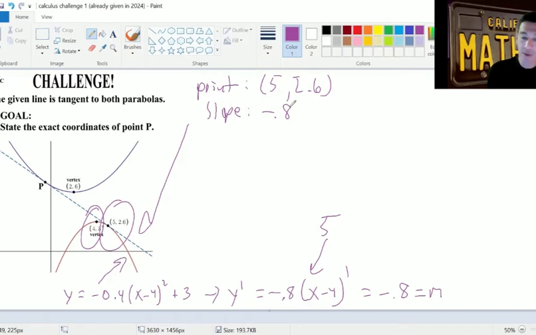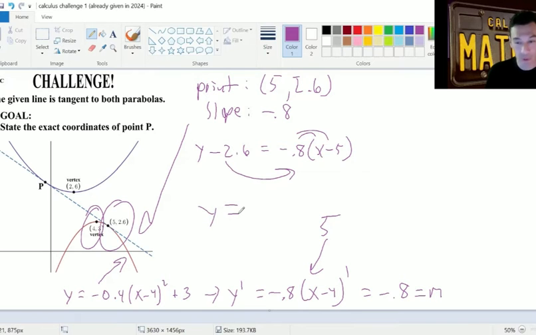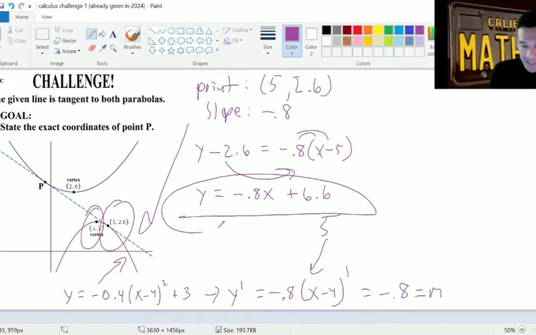So now let's go point slope. So that's point slope of the blue tangent line. Let's distribute that and let's move this there. Let's get y to be alone. That's the equation of the tangent line. So now let's use that. And now let's focus over here in this part of the graph.